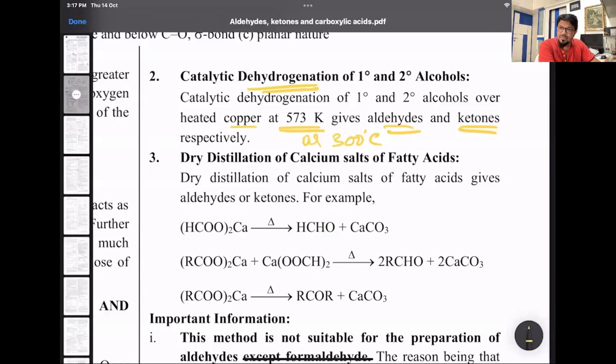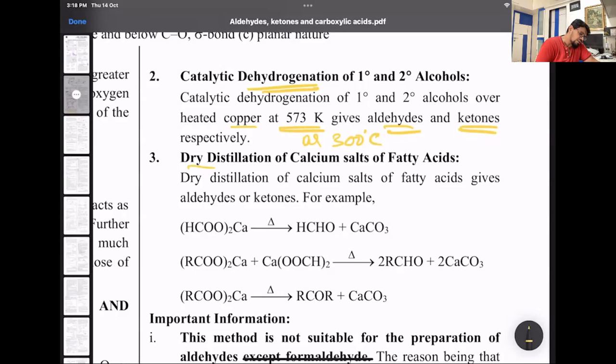Now, this is the best method to prepare aldehydes and ketones. Reason, there is no risk of further oxidation. Like with K2Cr2O7 or KMnO4, there is a probability the aldehyde or ketone will get oxidized. Here, the probability is not there because you have removed the hydrogen, so there is no oxygen supplied. So the aldehyde cannot get oxidized further. So remember, on dehydrogenation with copper at 573 Kelvin, a primary alcohol gives aldehyde plus hydrogen. Secondary alcohol gives ketone plus hydrogen. And tertiary alcohol undergoes intramolecular dehydration to give you alkene plus water.